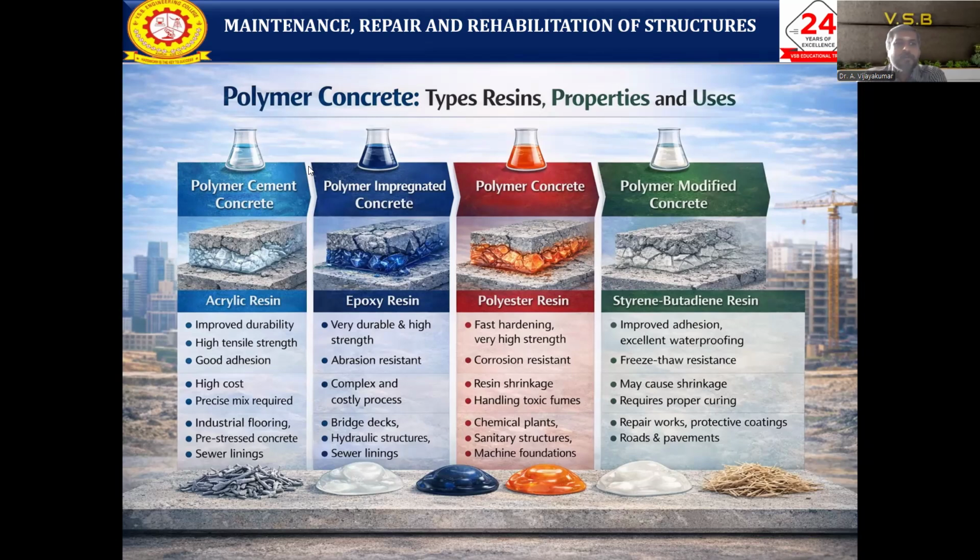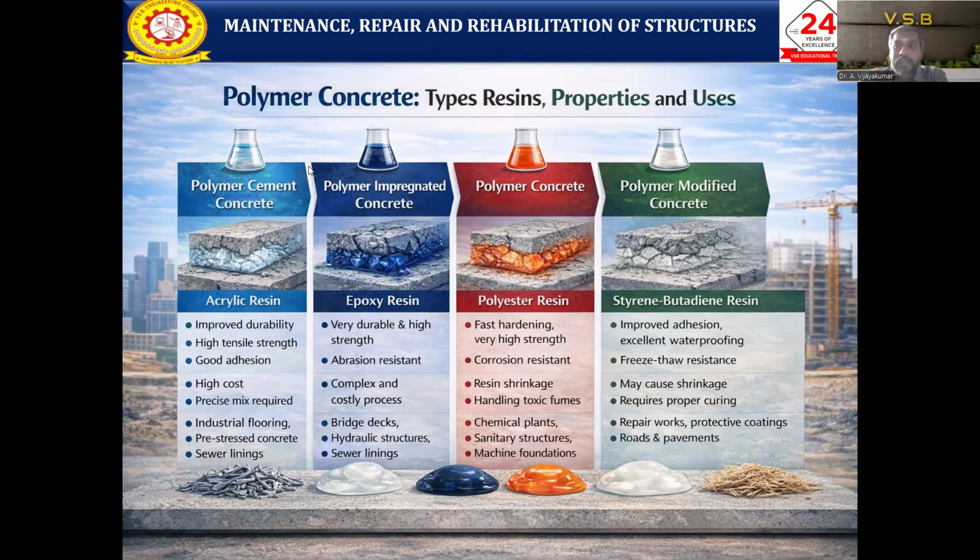for binding materials. When we say polymer cement concrete, in this we can use resin for the aggregate. One type of resin we are going to use as a binding material. When you use this type of resin, it automatically improves the durability of the structure. Tensile strength will increase when compared to conventional concrete, with very good adhesion properties. These are the advantages when you are using it.